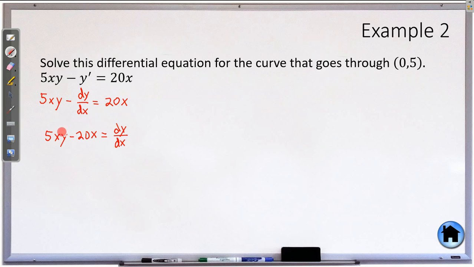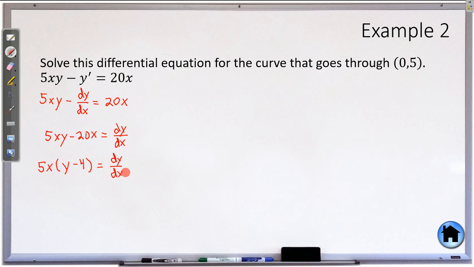Now here we can do some fancy factoring to get the x's away from this y. So they both have an x and a 5 in common, so I'll factor out a 5x, and you're left with y minus 4 is equal to dy over dx.